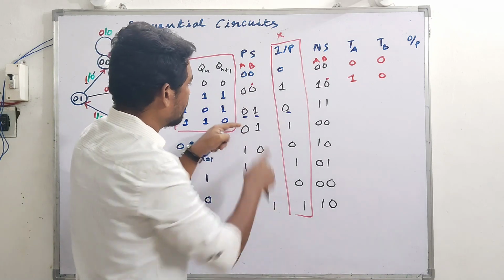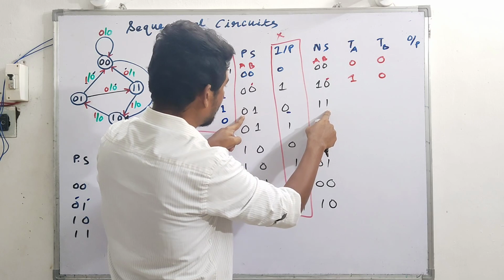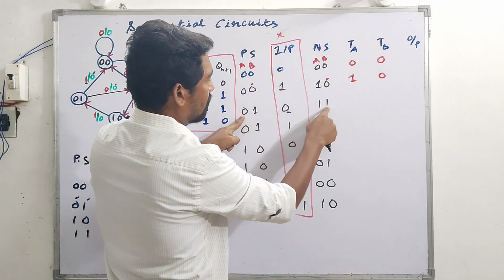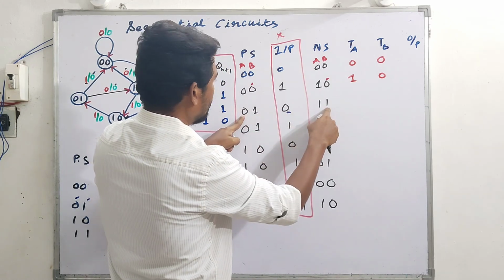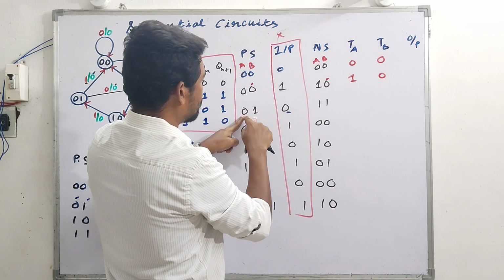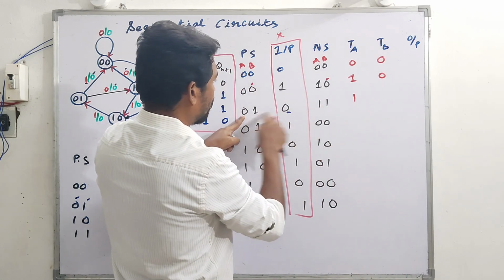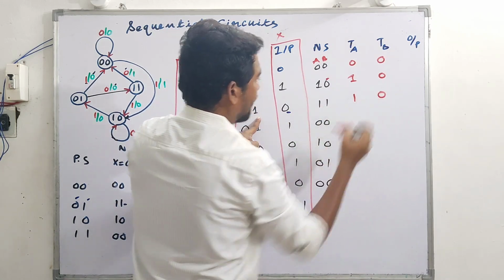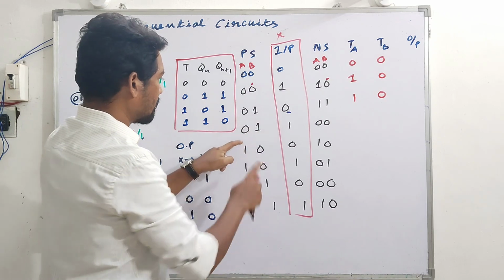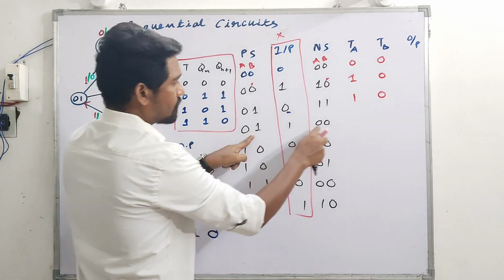On the other hand, the next one, 0 1 and 1 1, which one is toggling? Once again the same way, there is a toggle for the first flip-flop, so it's 1, and for B it's a 0 again. Alright, so 0 0, the next one 0 0 1 0 0.